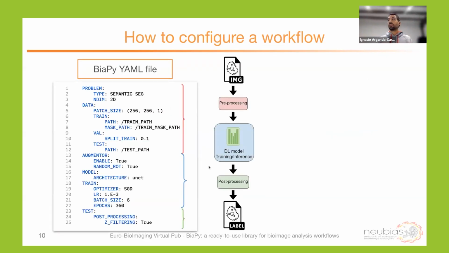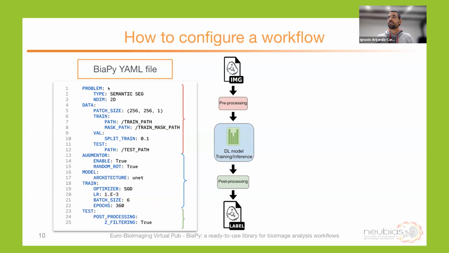So how do we configure one workflow in BiaPy? Well, if we go to the hardest, but also the rawest level, it could be to just edit one text file. Okay, it's called a YAML file. It's a configuration file that looks exactly like this. It has some keywords that we have here in blue, and then the values of those fields in black. Okay, so here what we do is we define the different steps of the pre-processing module, the deep learning training and inference, and the post-processing module.